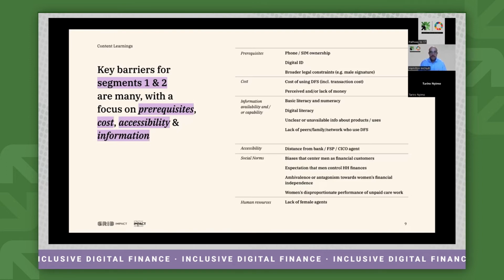So as you can see, barriers that women in segments 1 or 2 are facing are more related to categories like the prerequisites, like a phone and ID access, costs of using the digital financial services, access again to points of service, and information as well. So literacy, digital literacy, lack of peers and family network using DFS. So those are the barriers that really bubbled up to the top for these particular segments.